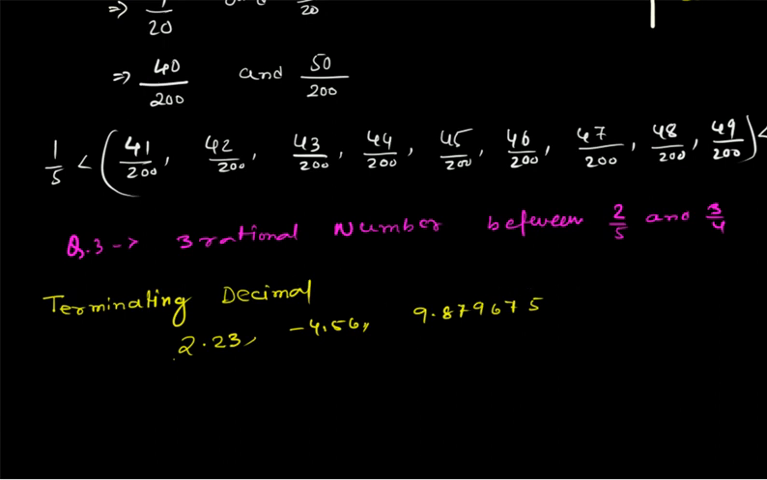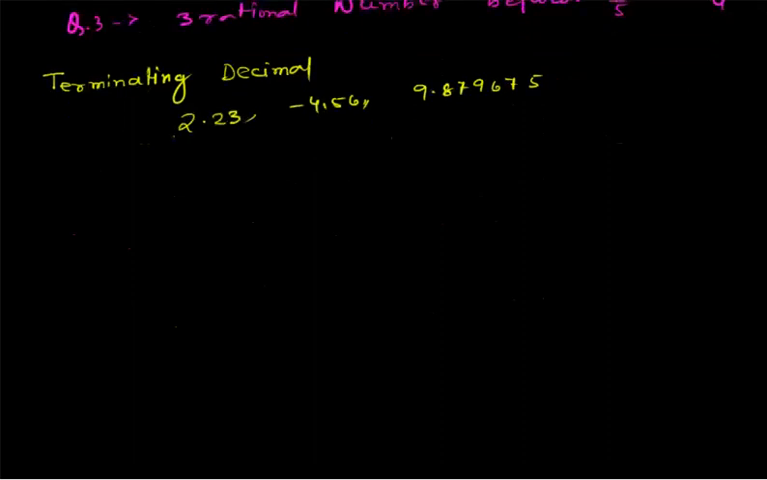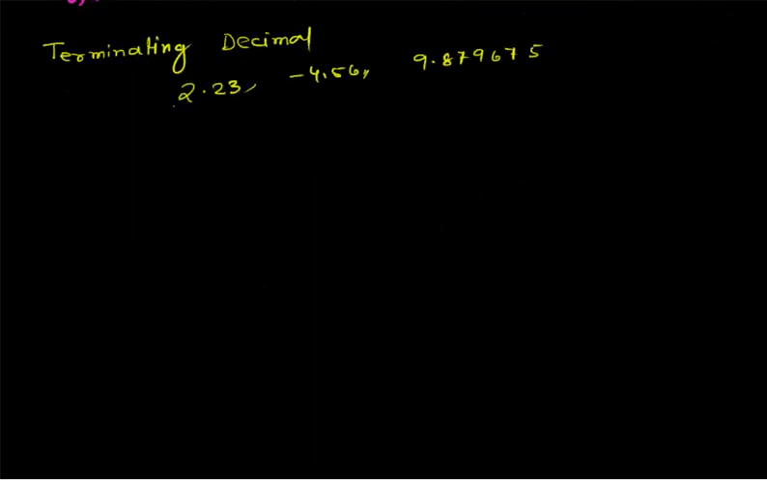Now here we will be learning a very interesting thing: without actual division, if I give you a number in fraction form, how you can predict whether that number is going to be a terminating decimal or not. So let me give you a number, 5 by 32.